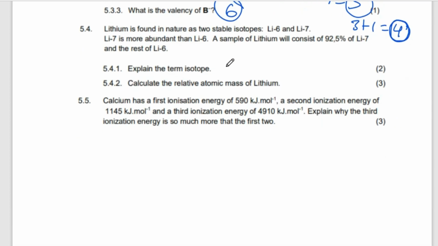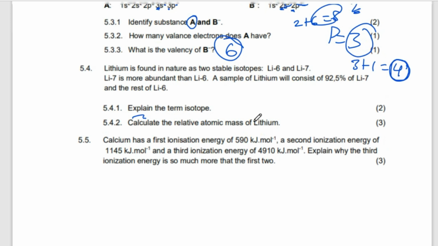Then we are saying that lithium is found in nature, this one and this one, and then they're giving the abundance. Guys, make sure that you know how to calculate the isotopes. Explain what an isotope is. It's a definition: atoms with the same number of protons but different numbers of neutrons. So the atomic mass is different.